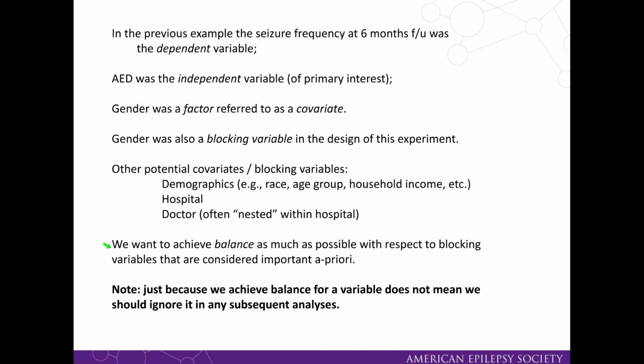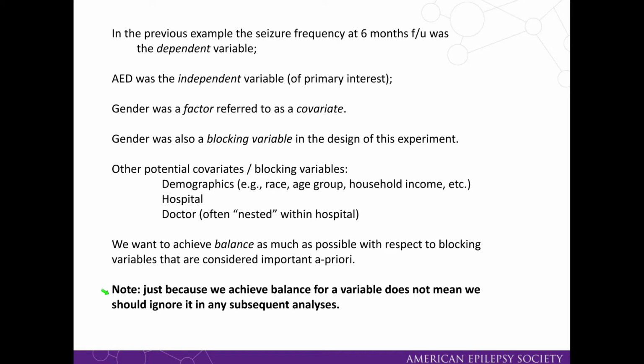And the point is we want to achieve balance as much as possible with respect to blocking variables that we consider important a priori. So in other words, if we suspect that gender may be important, and every study and every proposal I've read has gender and often race as an important factor, we would like to achieve balance if possible with respect to that.